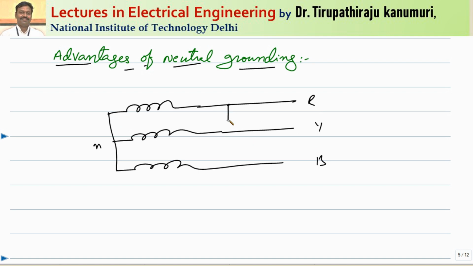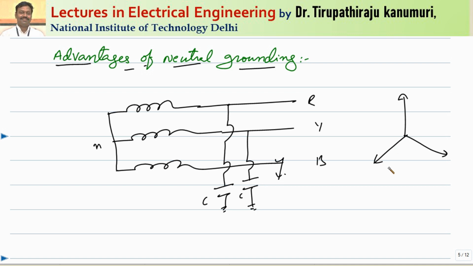In that case, the capacitances are found between the conductor and the earth. These are the capacitances, and in a properly transposed line the capacitance will be the same in all the phases. When a fault happens in any one phase, say the B phase is connected to ground, because the neutral point is not grounded, the phase voltages now become equal to the line voltage.